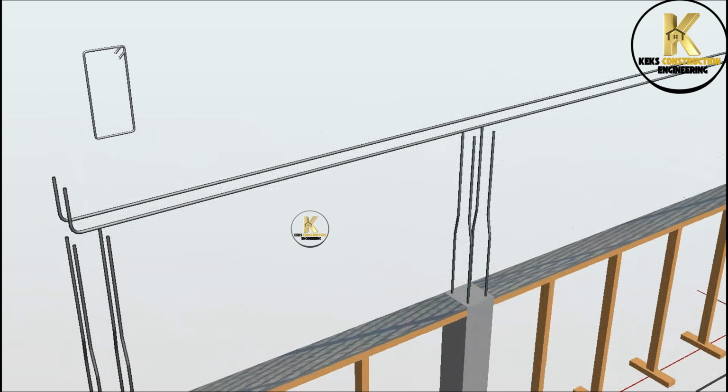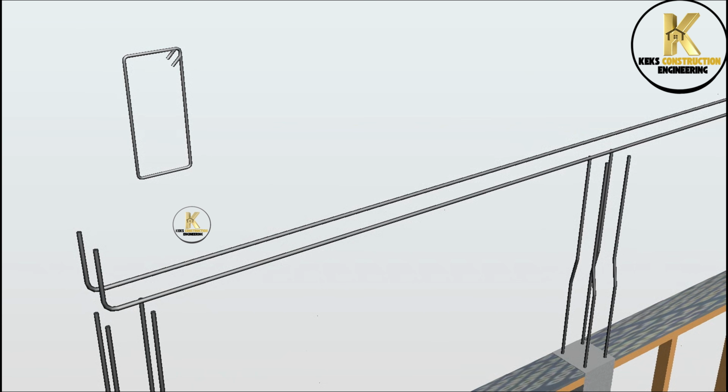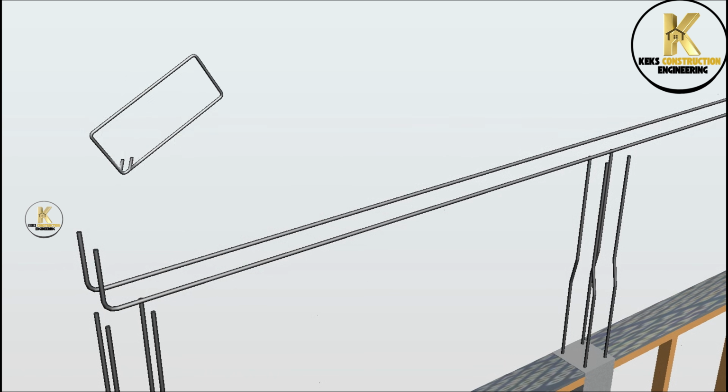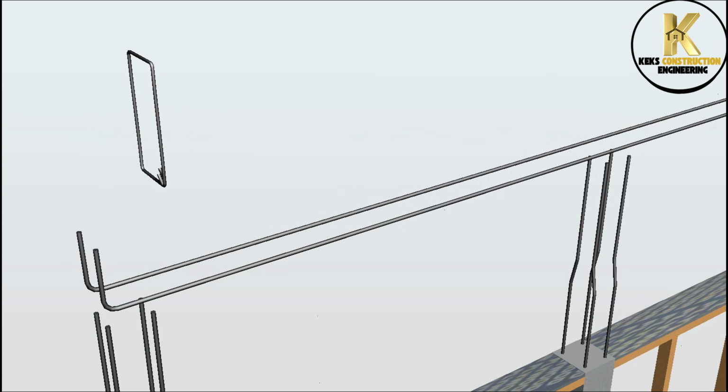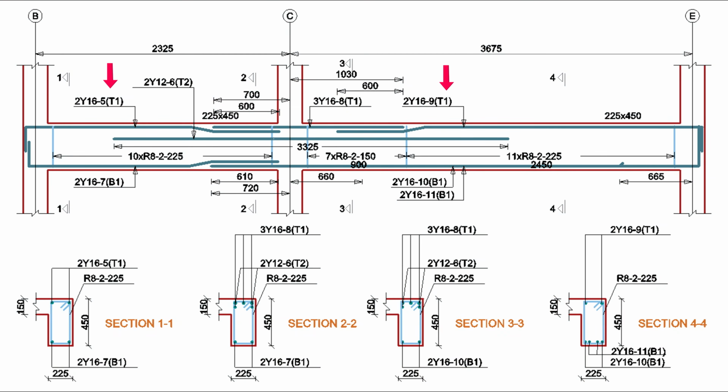From the drawing, we are to use 8 mm mild steel as stirrup with 135-degree hook. The letter R represents mild steel. Let's fix the first stirrup and then tie the bottom bars to it. Let's read and interpret the top bars. You can also get this detail from section 1 to section 4.